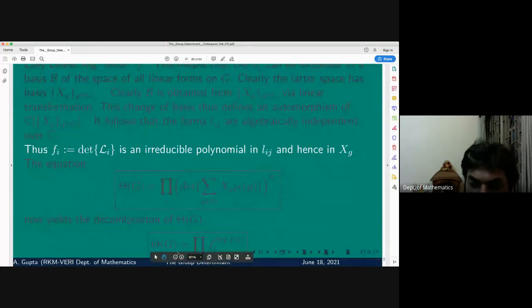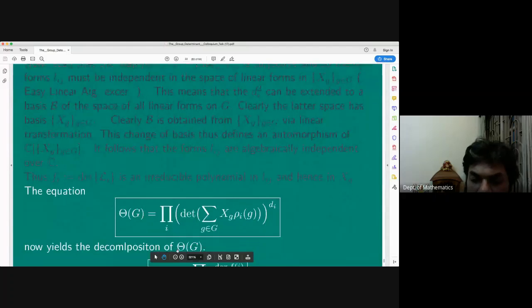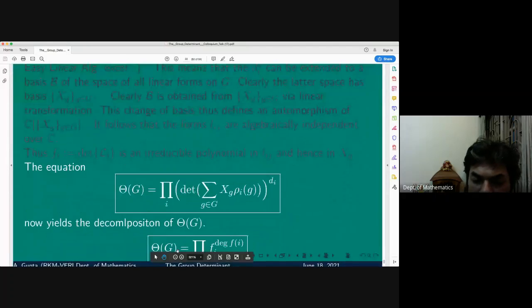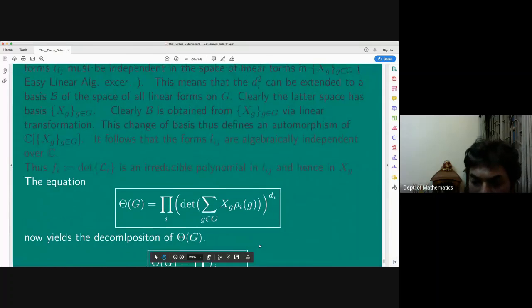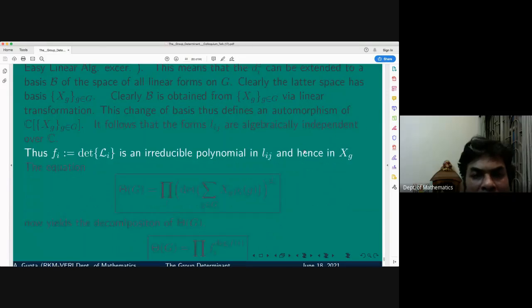Yes, this is the last line. This last line is saying that theta G decomposes as a product of fi, of degree di. So this is what representation theory is telling us. I told you that you can see some books.